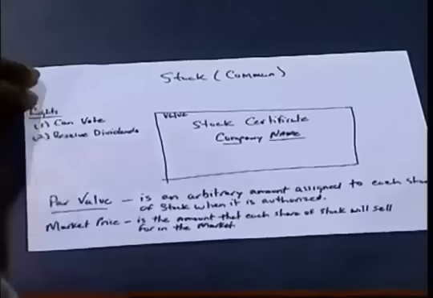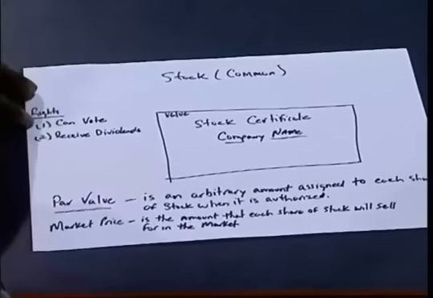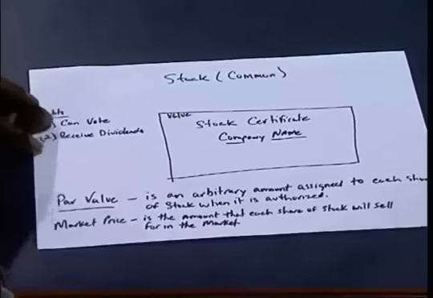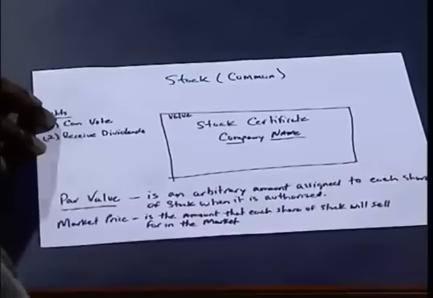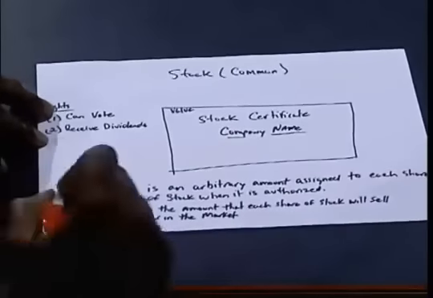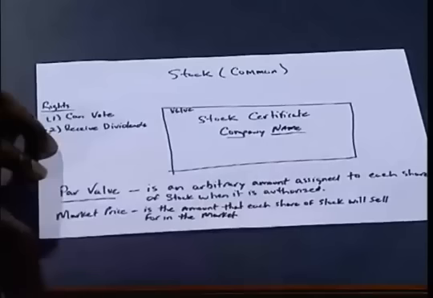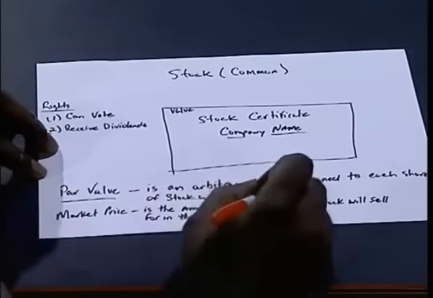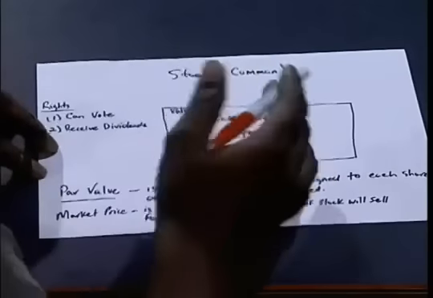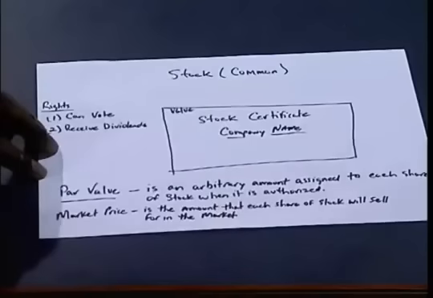Let's look at common stock and some of the characteristics. Of course, as a common stockholder, you have the right to vote. Of course, you receive dividends. You're also given a stock certificate. I kind of drew one out here the best I could. Par value is an arbitrary amount assigned to each share of stock when it's authorized. So the value of the stock is identified when it's authorized, and it becomes the par value.